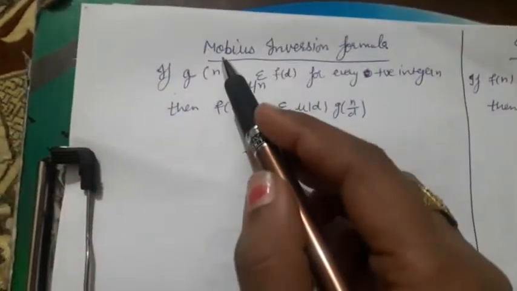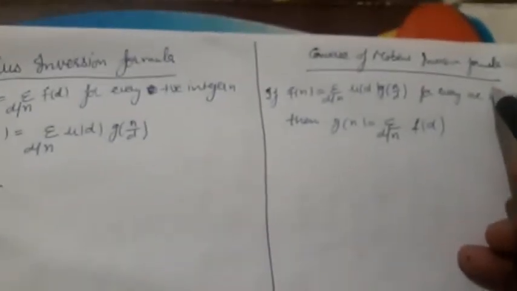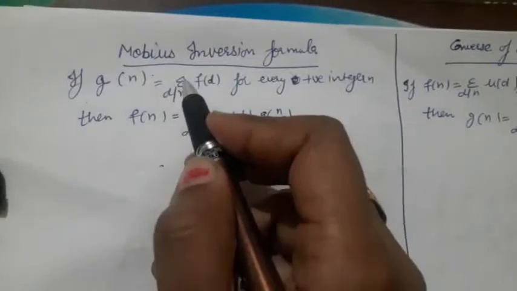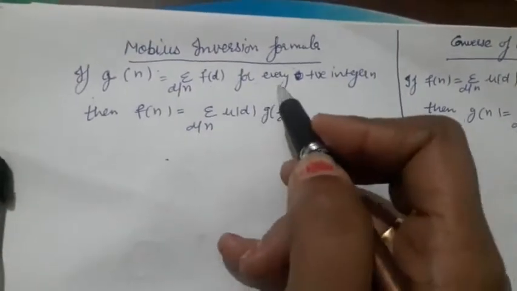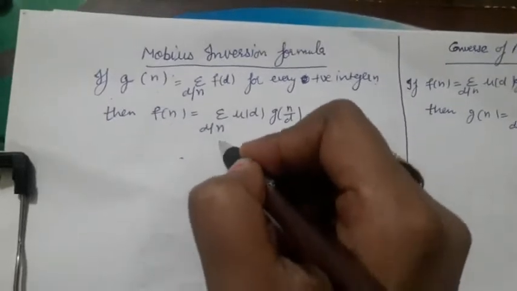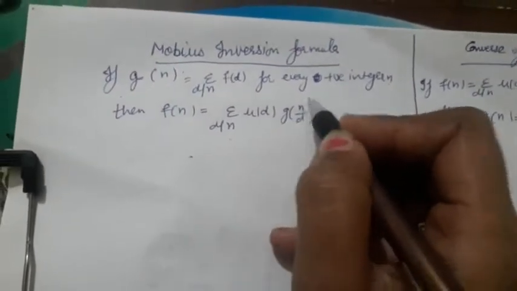Today we are going to prove Möbius inversion formula and converse of Möbius inversion formula. What is Möbius inversion formula? It says if g(n) is summation d divides n f(d) for every positive integer n, then f(n) is equal to summation d divides n mu(d) g(n/d).